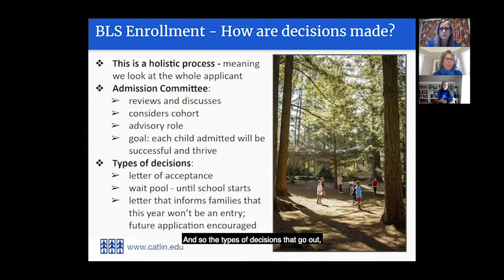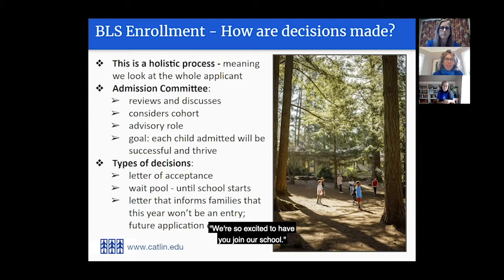The decisions go out on March 5th, and there are 3 different types. The first is a letter of acceptance, sent via email, not by mail, saying we're so excited to have you join our school, a sort of welcome, and lots of information will be shared as well. The other decision is a wait pool letter, and that means that we just don't have enough spots. We just don't have the capacity or the space at this time. However, movement from the wait pool does happen, and it can happen all the way until school starts. So that is still a possibility. It's just not going to happen at that initial March 5th deadline.